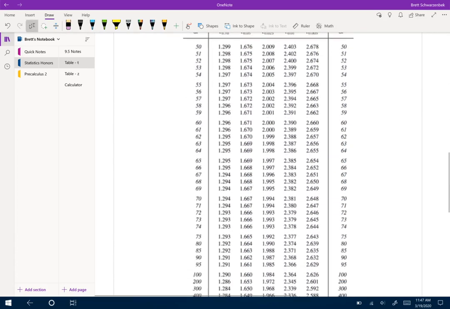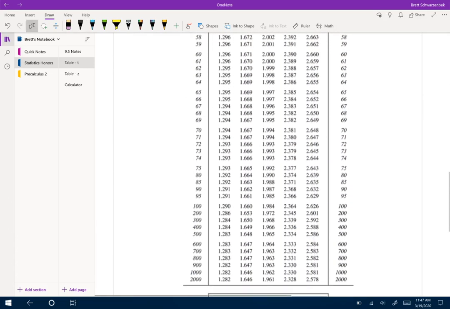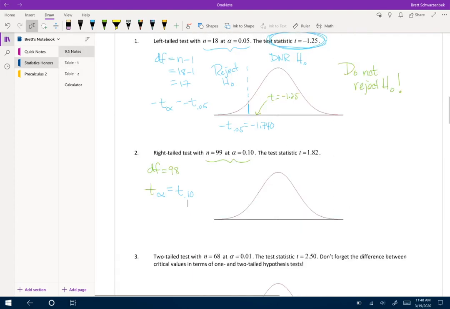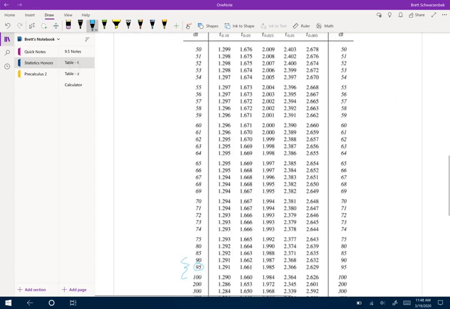So we would go to 98 and we would clearly see that we have an issue here. Just like we did when we talked about t intervals and had to choose critical values of t, we're going to do the same here. Remember, you always round down to the nearest degrees of freedom. So we're going to be picking 95 for our degrees of freedom. And remember, we are looking at t sub 0.10.